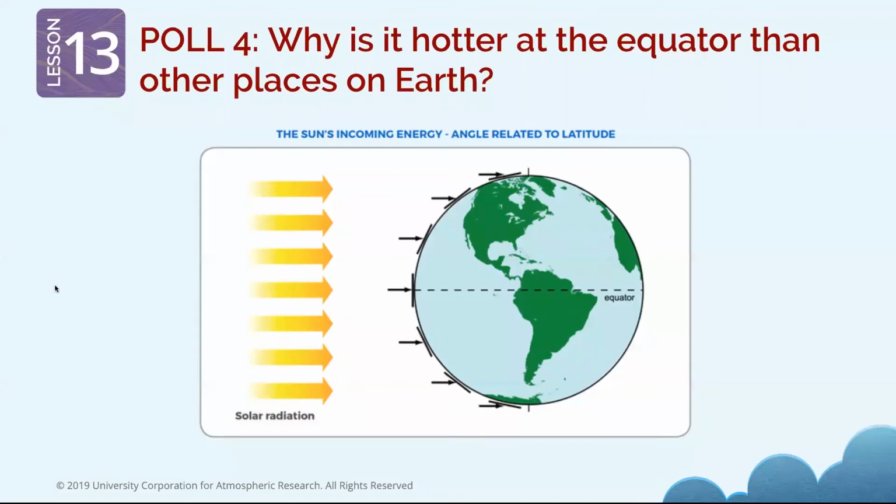So we think about this idea of, well, we know we need temperature to evaporate moisture into the air, and we know that some places on the Earth are hotter than others. So this leads to our final poll question today. Why is it hotter at the equator than other places on Earth? Go ahead and take a moment to vote.